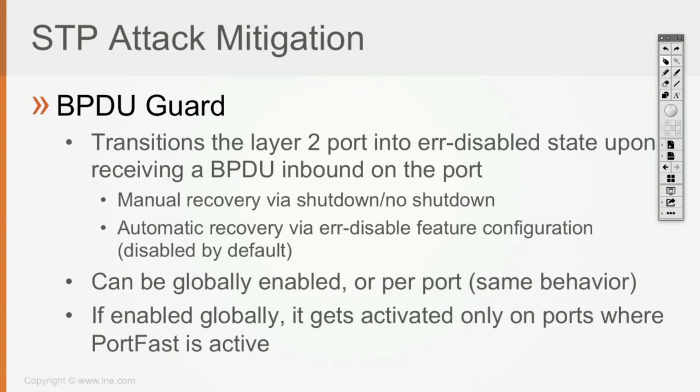But from the security point of view, I'm going to need portfast to be enabled to be able to activate other security features. Like if I activate BPDU guard globally, it's going to get activated only on ports that are portfast enabled. If you put it at the interface level, then of course it's going to be enabled there. But if you put it globally, it doesn't get applied to every port. It's going to get applied only on portfast enabled and active ports.